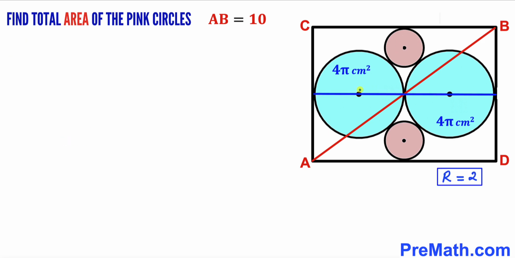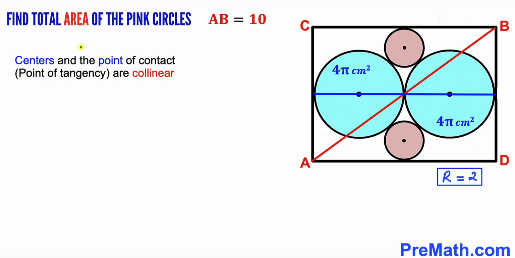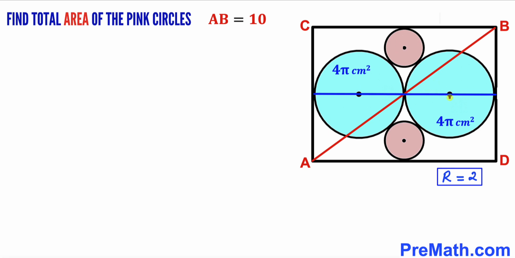In this next step, I have drawn this blue straight line that is parallel to this side AD. Now let's recall this crucial fact. The centers and the point of tangency are collinear. In other words, these centers on this blue line and their point of contact, the point of tangency, lie on the very same line. Now let's make an observation. We can see that this is the radius of this blue circle, and we know the radius is 2. So this radius is 2.